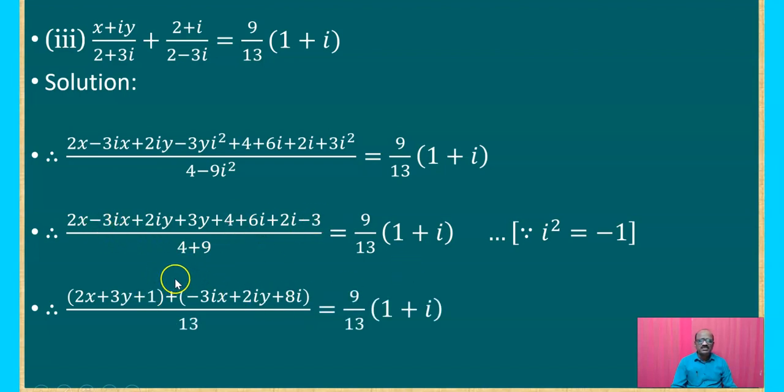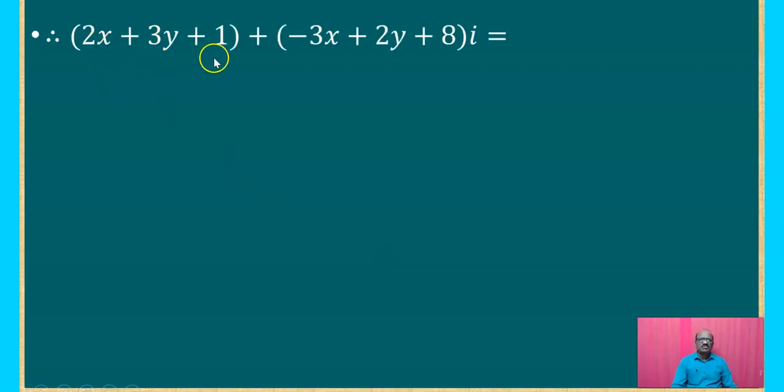And the imaginary part, that is minus 3ix plus 2iy plus 8i. What about the i? 6i plus 2i, 8i. 4 plus 9, 13 is equal to 9 upon 13 in bracket (1 plus i). Again, their simplification. You can see this. (2x plus 3y plus 1) plus (minus 3x plus 2y plus 8) bracket complete into i is equal to 9 plus 8i. Okay. Sorry, 9 plus 9i.